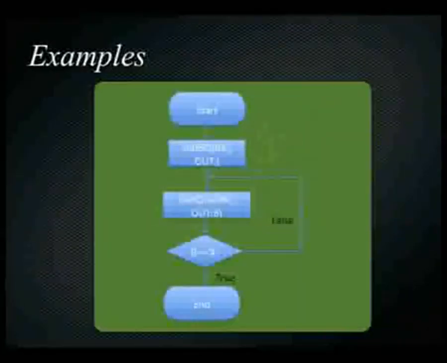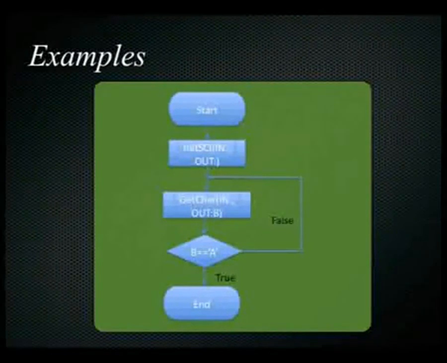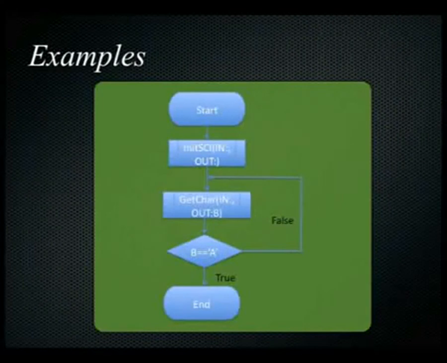To give you an example, same sort of example we had before, we start our code and do init SCI, and we initialize it, so there are no arguments for our init SCI. We then do a get char, so we have our out B, with the output coming back through B, and then we check the value of B to see if it's A. If it's not A, we go back and do our get char again. If in fact the value of B is A, then we exit our flowchart back to the end block.